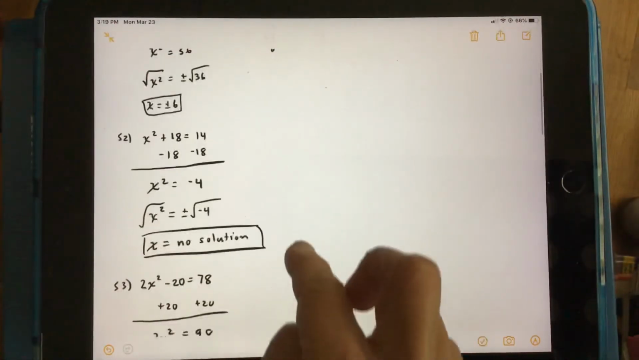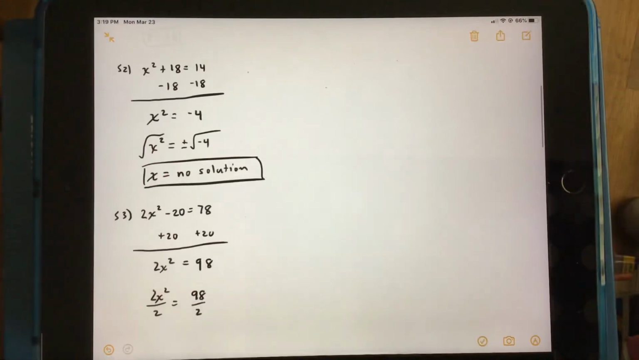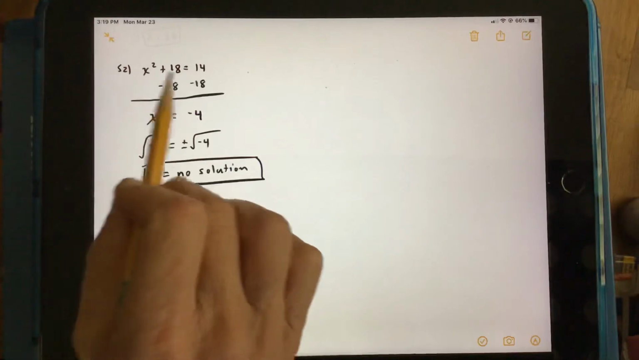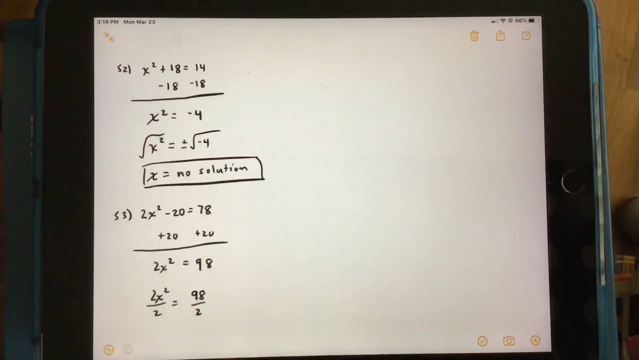Sample 2. Well, in sample 2, we're going to find out that there is no solution for x on the real number line. Let's see why that happens. In our first step here, we're going to subtract 18 on both sides, and that will give us x squared is equal to negative 4.